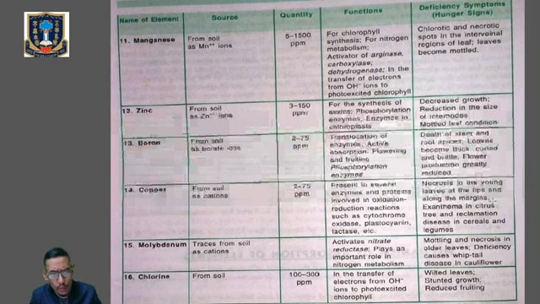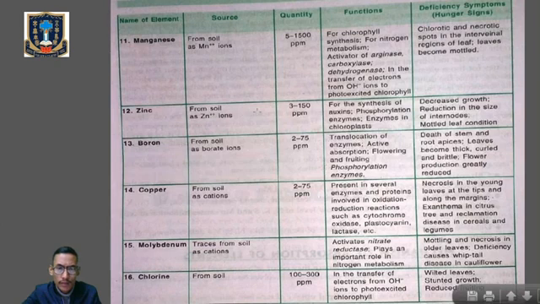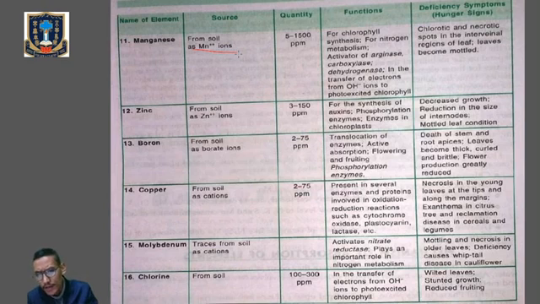Manganese is obtained from the soil in the form of divalent manganese cation. Quantity is nearly 5 to 1500 parts per million. ppm means parts per million. The role of manganese is that it is an activator of a number of enzymes involved in respiration and nitrogen metabolism. It activates arginase, carboxylase, and dehydrogenase. These are types of enzymes.